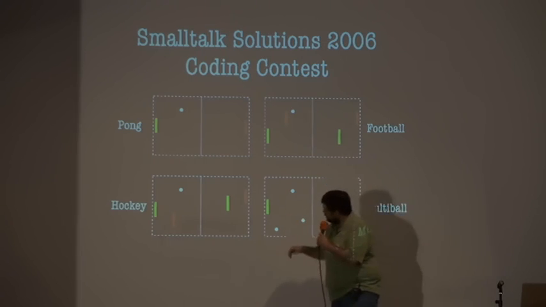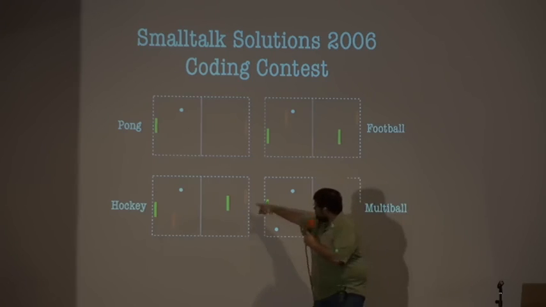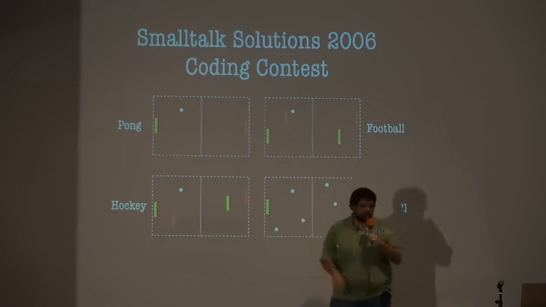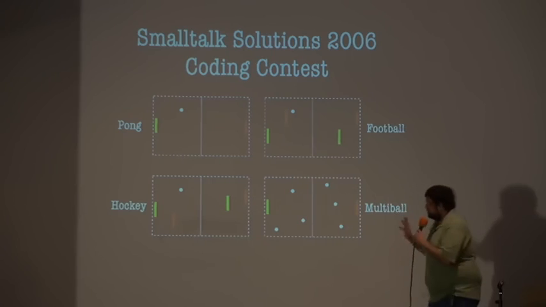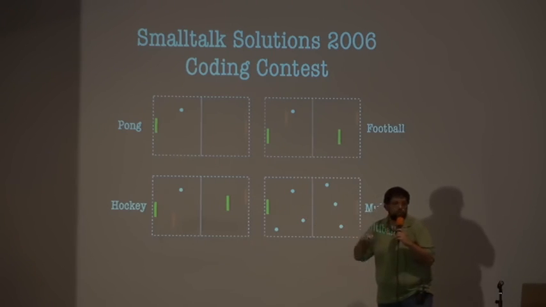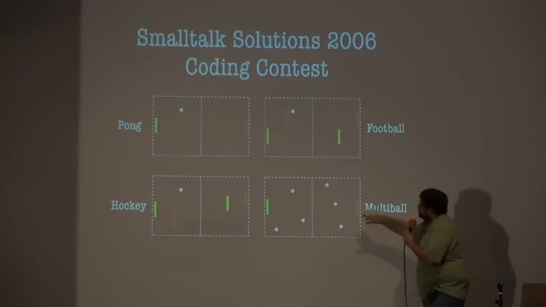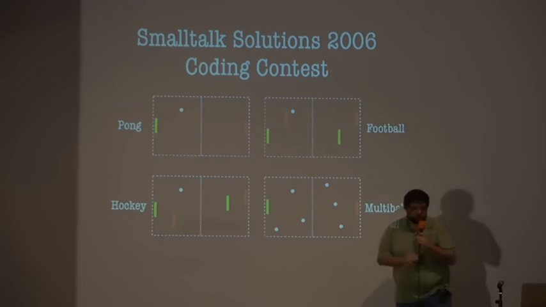You could also play hockey, which again uses two bats, but you can move them independently of each other, so you can move one up, the other one down, etc. But interestingly, either you move one or the other, but not both at the same time. And multi-ball, which is like Pong, but with multiple balls.